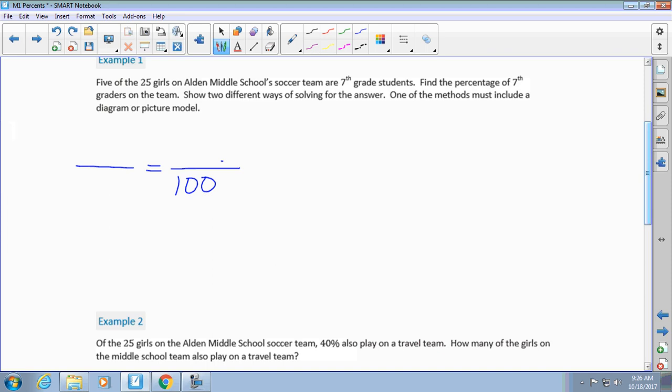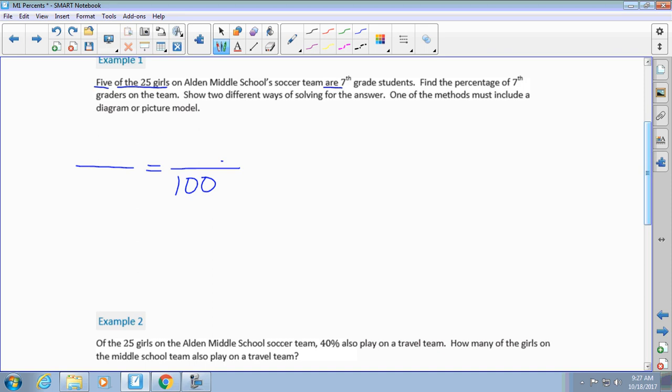It says 5 of the 25 girls on Alden Middle School soccer team are 7th grade students, all right? So 5 of the 25. 5 of 25 girls are 7th grade students. So you can kind of see the is and of, right? Except it's plural children, so it's are instead of is in that case. All right, so it's talking about 5 of 25.